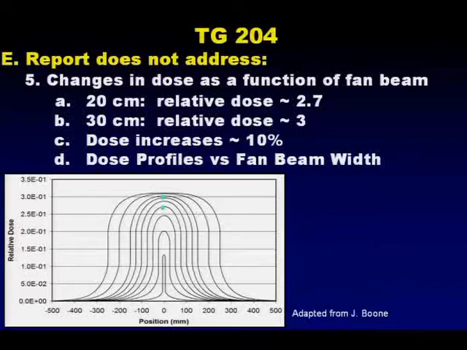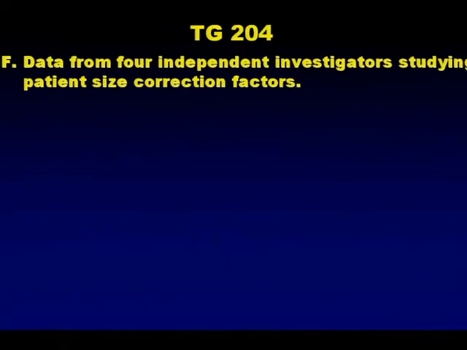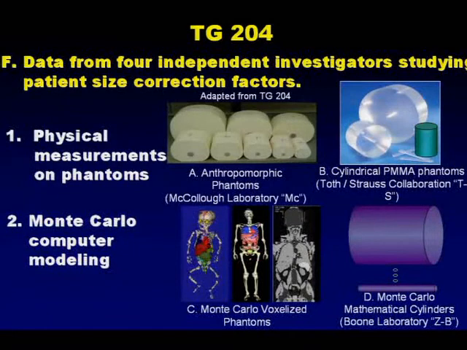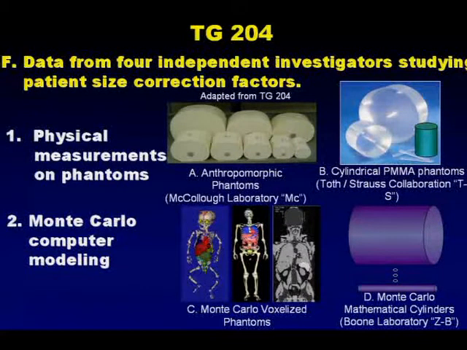And of course, the other thing that TG204 doesn't address is the dose tail issue, where today with CTDIvol we're underestimating the actual dose we're delivering to the patient because we're not capturing all the dose tails, because our chamber's not long enough, and neither are our phantoms. So what did TG204 do? Well, it went out and it noted that there were 4 different groups studying patient size correction factors.